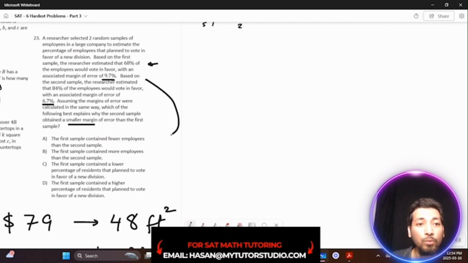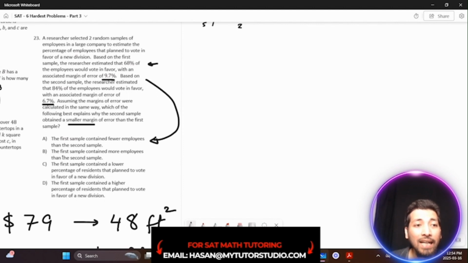And this is aligned with our first option. The first sample contained fewer employees than the second sample. And with fewer employees, we have a smaller sample size, which can lead to a higher margin of error. So that's the best possible explanation for this. Now let me explain why the other options are incorrect.